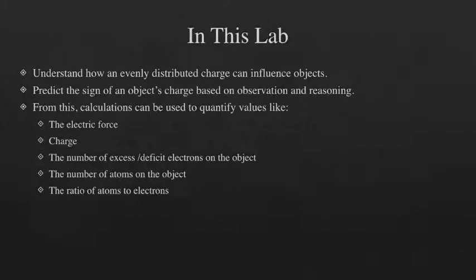This lab was about understanding how an evenly distributed charge can influence objects, and how to predict the sign of an object's charge based on observation and reasoning. From this, calculations can be used to quantify values like the electric force, charge, excess and deficit electrons on an object, the number of atoms on an object, and even the ratio of atoms to electrons.